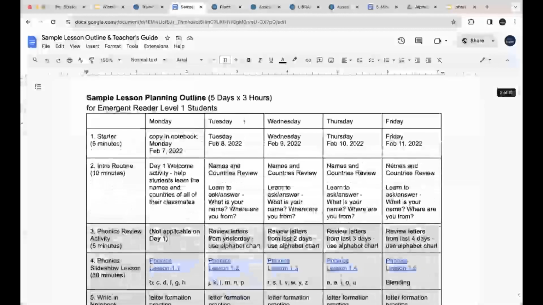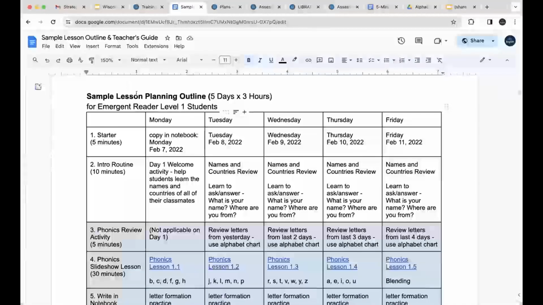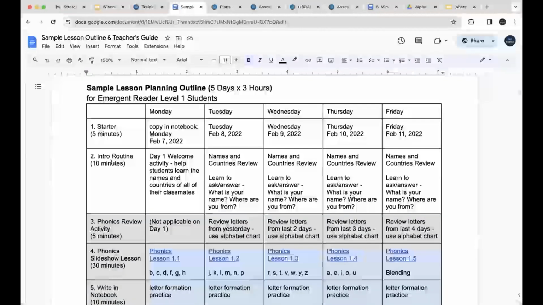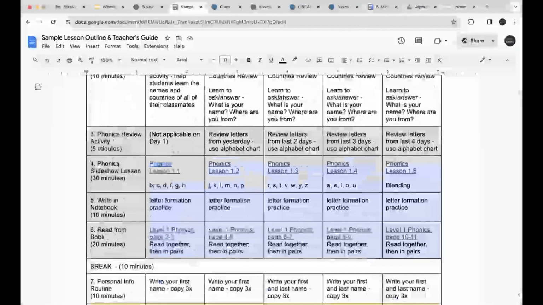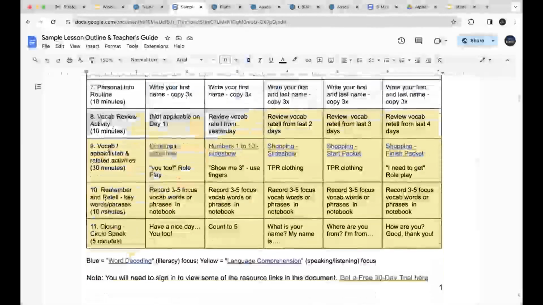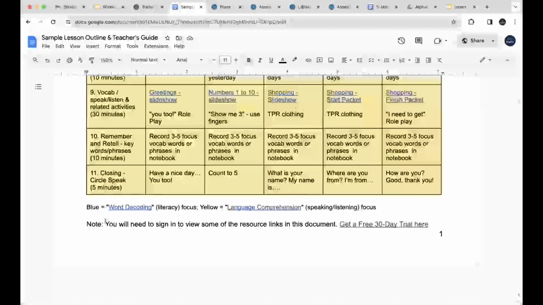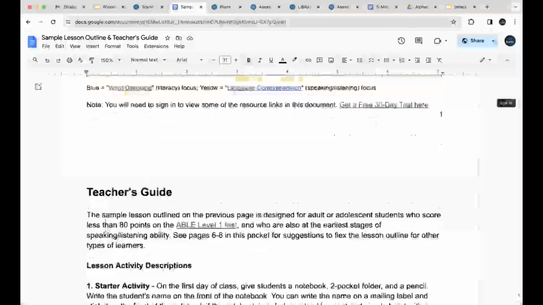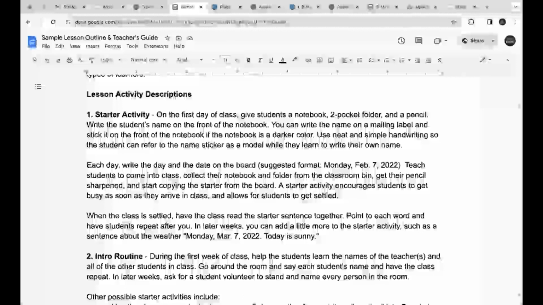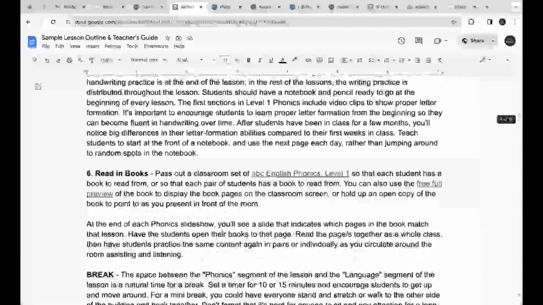So here on the second page of this packet, you'll see a sample lesson planning outline. 5 days, you can see the days of the week across the top here for 3 hours. So I've got 5 minutes of this, 10 minutes of this, 5 minutes of this. There are 11 different activities that fill up that 3 hours of time. And if you're interested in this, you can read details about each one of those 11 activities throughout this packet.